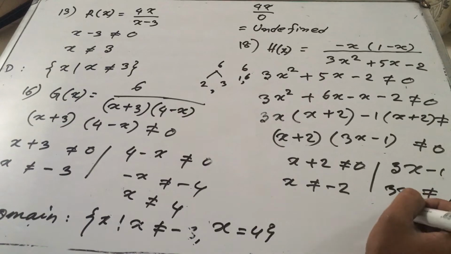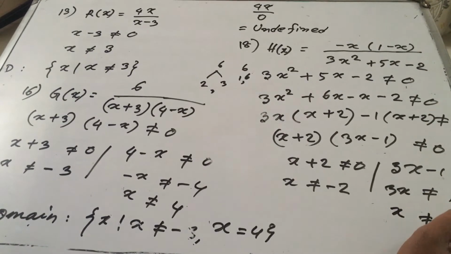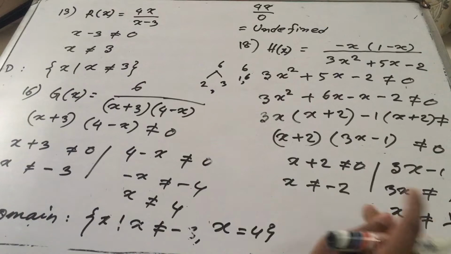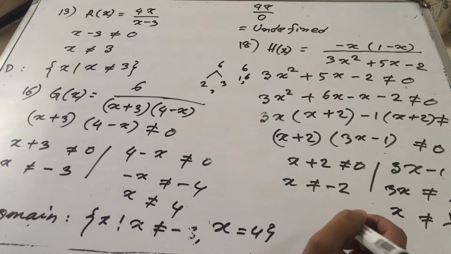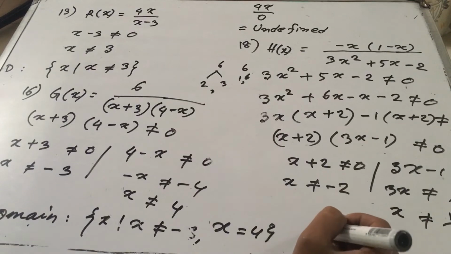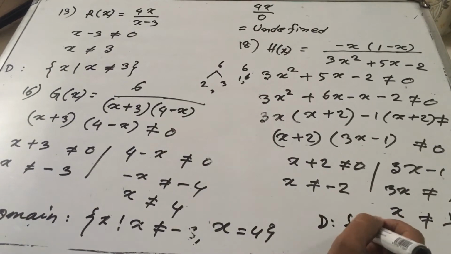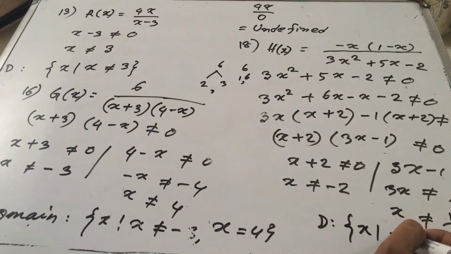It goes to the other side. Basically, this is a simple algebraic calculation. So x is not equal to 1 divided by 3. These two values we have to exclude. Other values are good. So the domain of this function will be x, all real numbers except these two: except minus 2, and x is not equal to 1 by 3.